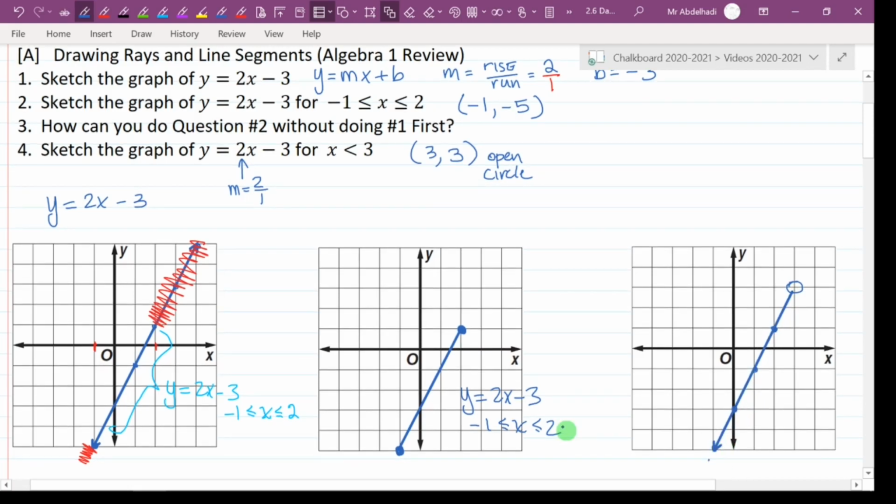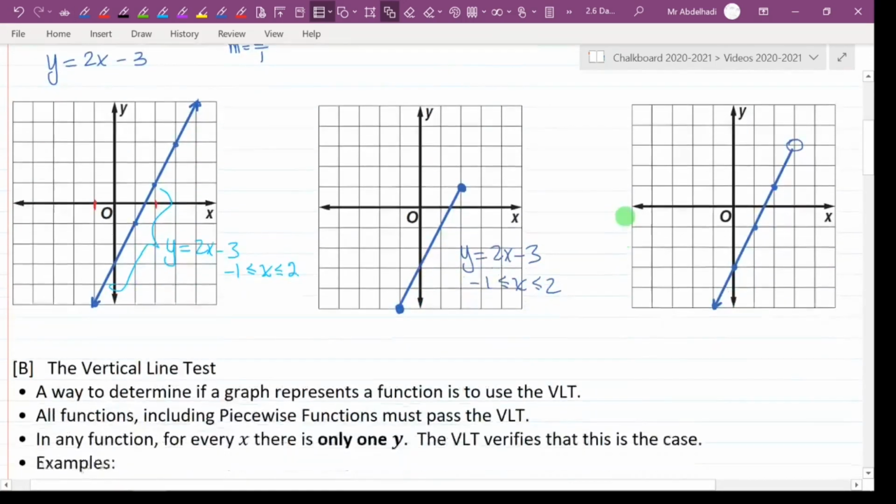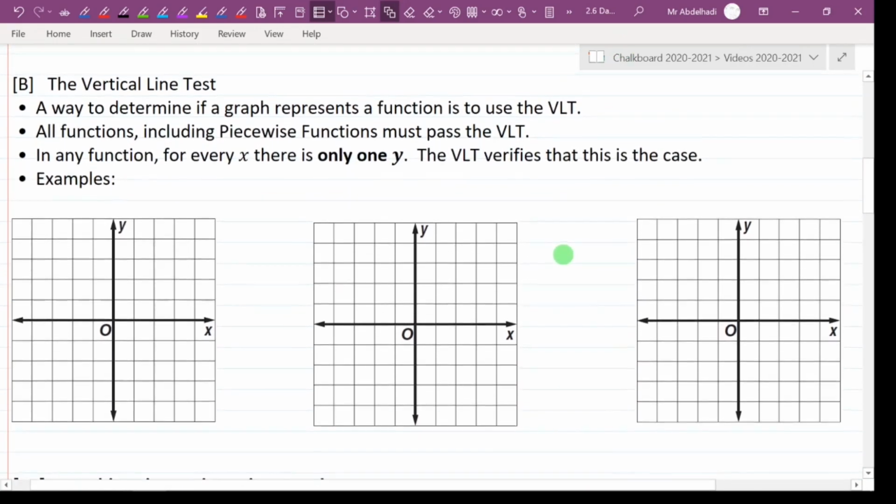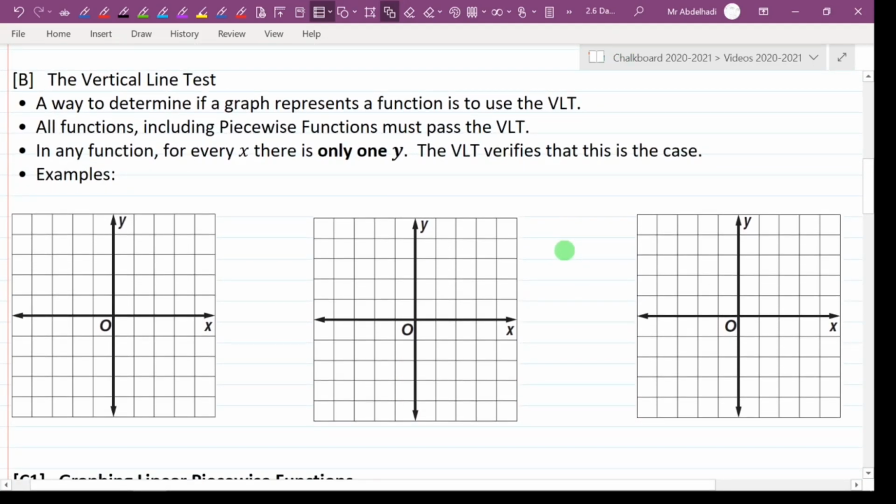So y equals mx plus b for all 3 of these. However, for one, actually, let me erase the scratch out stuff here. You had the entire line. Here, we had domain constraints, which made it into a line segment because we had 2 endpoints. And here I only gave you 1 endpoint and a direction. And that's what you need for a ray. And there you go, a little review of how to graph y equals mx plus b lines, line segments, and rays from Algebra 1. Let's talk about one more thing that we need to talk about before we get into piecewise functions.